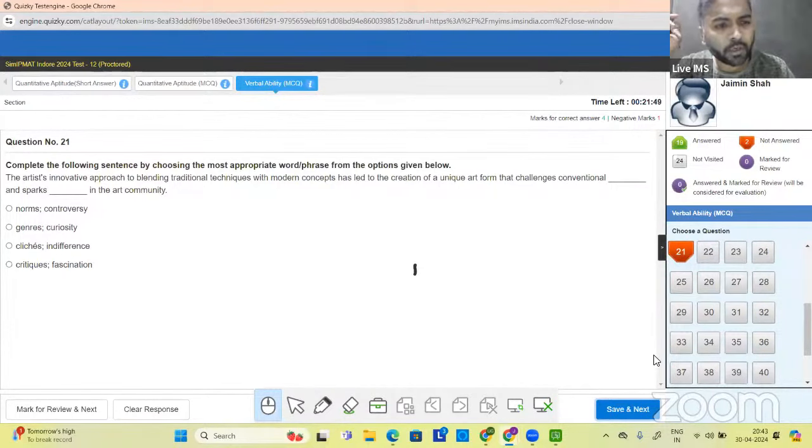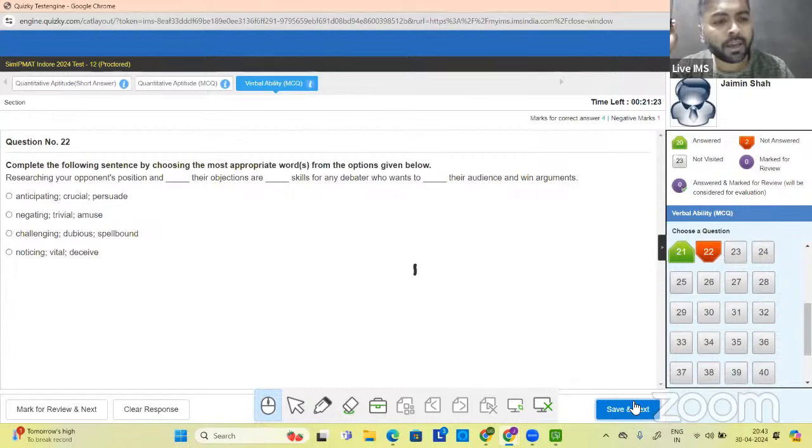The artist's innovative approach to blending traditional techniques with modern concepts has led to the creation of a unique art form that challenges conventional norms and sparks controversy. So it sparks the controversy. Okay.